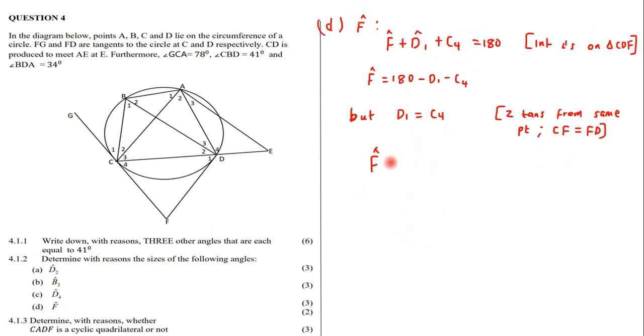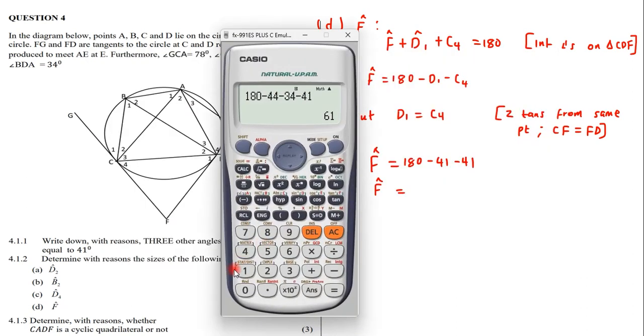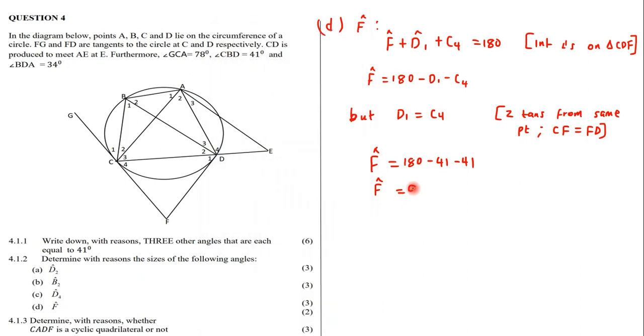So angle F is going to equal 180 minus 41 minus 41. Pressing the calculator, 180 minus 41 minus 41, that will be 98, and that will be the value for angle F. Right, now let's go ahead and look into the last question.